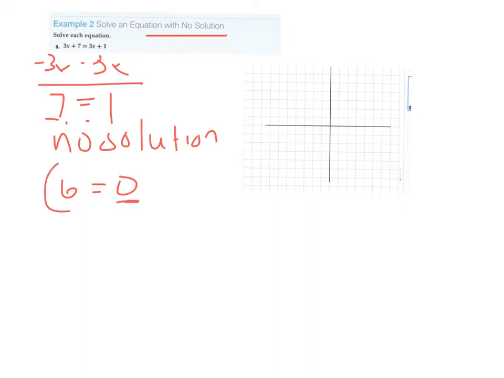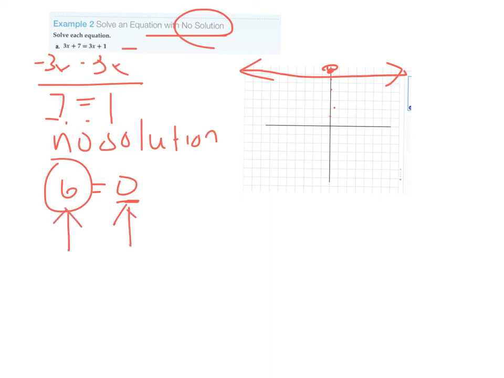And so this ends up being our graph at the 6. So I count 1, 2, 3, 4, 6. And because it never crosses, it has to be what's called a horizontal line. So there's the graph of this equation that has no solution. Remember, solution is where it crosses the x-axis. And the only type of line that doesn't cross the x-axis is a horizontal line. And we need to know where it crosses. And that crosses at the 6, because that's when our value is equal to 0.